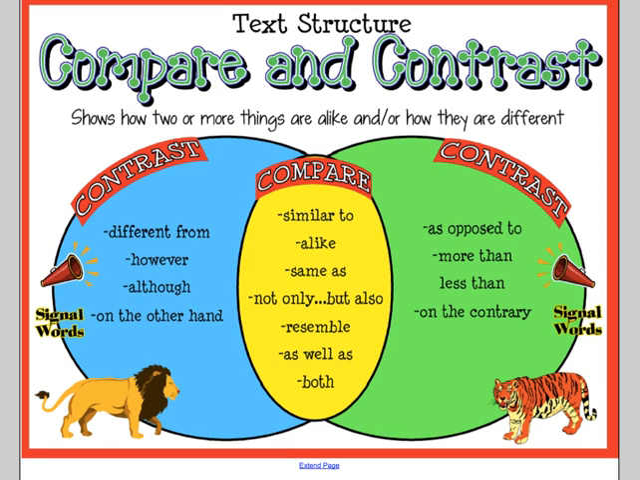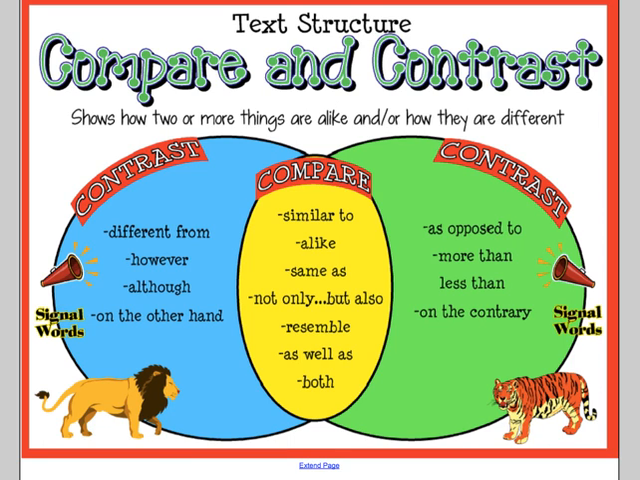The third text structure we're going to look at is compare and contrast. This is when they're taking two or more things that are alike and showing how they are alike, but also showing how they're different. So if you can look at this little Venn diagram here, Venn diagrams are perfect for compare and contrast. This one is looking at lions and tigers, so you would figure out how they're the same and how they're different.